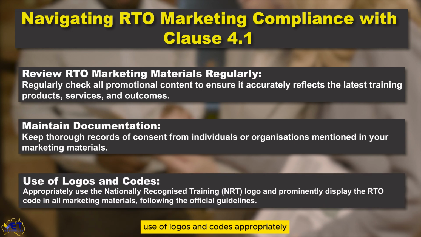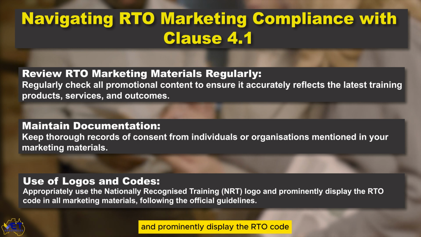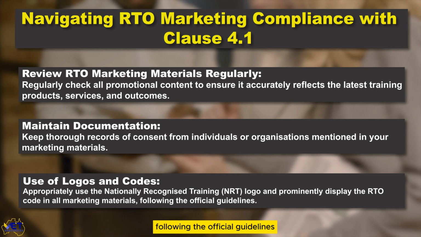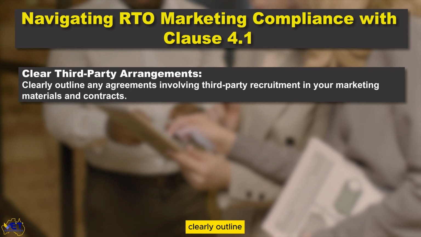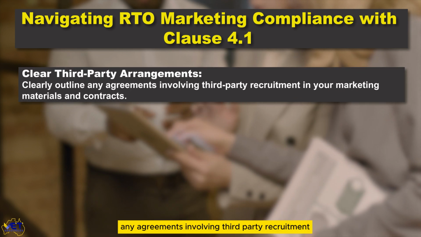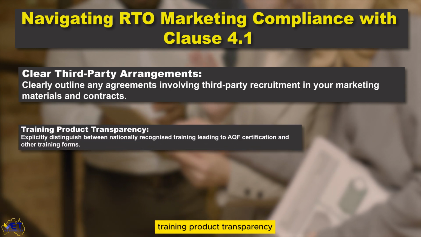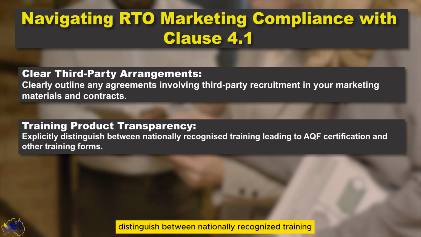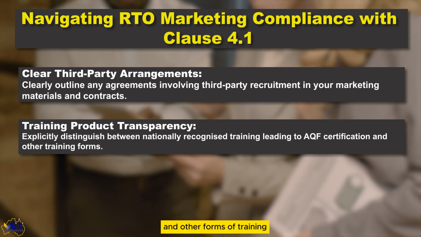Use of logos and codes. Appropriately use the nationally recognized training (NRT) logo and prominently display the RTO code in all marketing materials, following the official guidelines. Clear third-party arrangements. Clearly outline any agreements involving third-party recruitment in your marketing materials and contracts. Training product transparency. Explicitly distinguish between nationally recognized training leading to AQF certification and other forms of training.